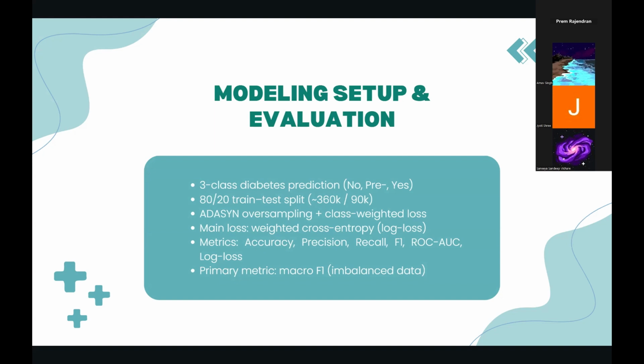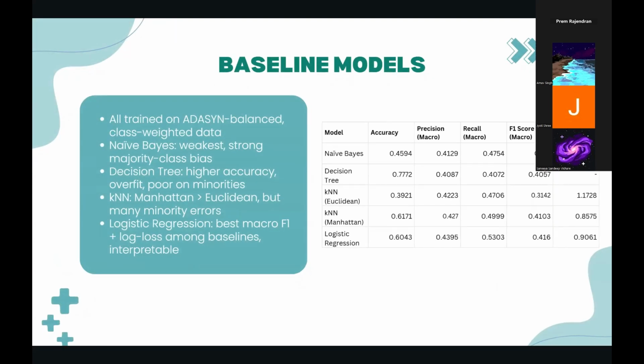In terms of evaluation, we looked at six key metrics: accuracy, precision, recall, macro F1, ROC AUC, and log loss. But our primary comparison metric was macro F1 because it weights the three classes equally, and it's more informative when the data is imbalanced. In terms of baseline classifiers, we established four: multinomial logistic regression, naive Bayes, k-nearest neighbors with two distance metrics, and decision trees. All of these were trained on the same dataset, which was balanced using ADASYN as well as class-weighted, and evaluated on the 20% testing dataset.